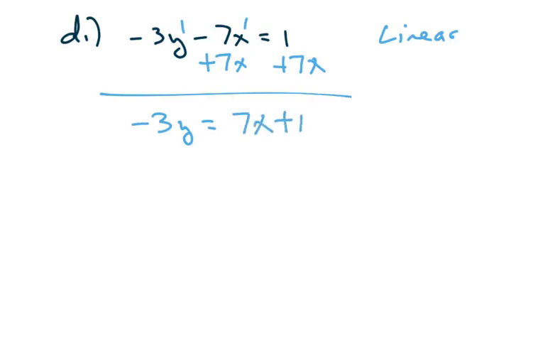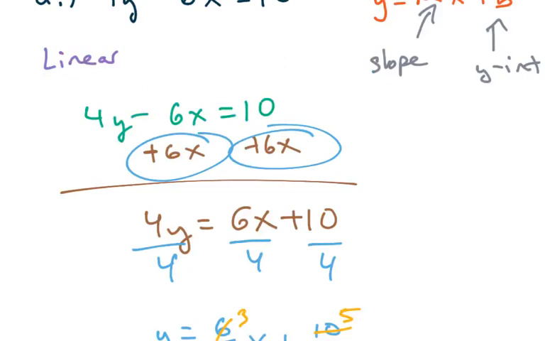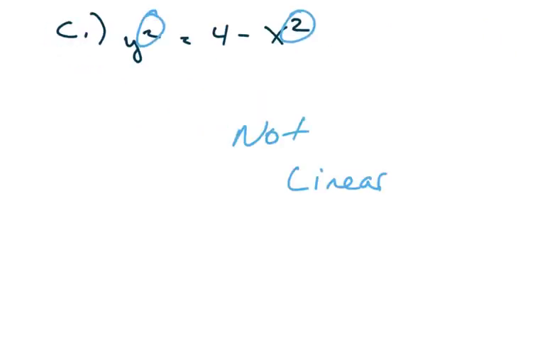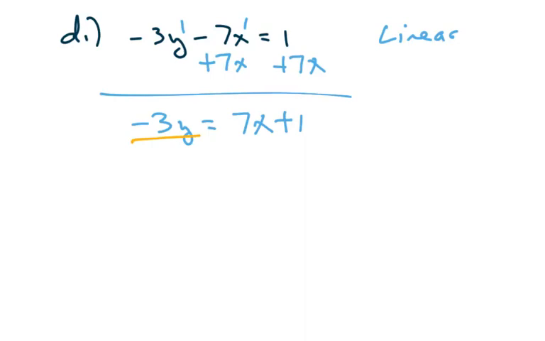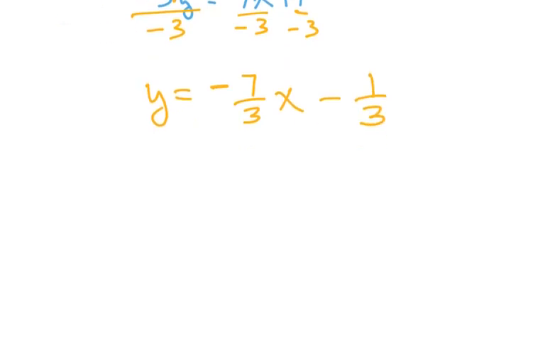And then what do we do? Well, just like before, we had a 4 next to y, so we're multiplying by 4. The opposite of multiplication is division. We're going to do the same thing. We're going to divide by the number in front of y, which is negative 3. And remember, everything gets divided by negative 3. So this gives me y equals negative 7 over 3 x minus 1/3.